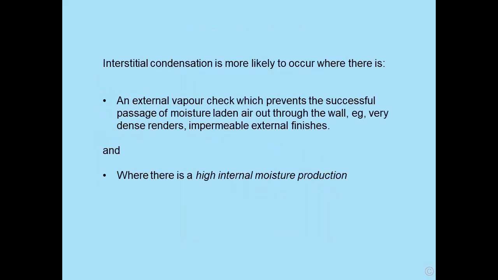Interstitial condensation is more likely to occur where there's an external vapour check which prevents the passage of moisture-laden air out through the wall, dense renders, impermeable external finishes, and where there is a high internal moisture production.